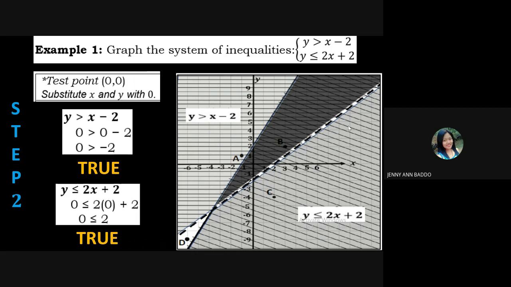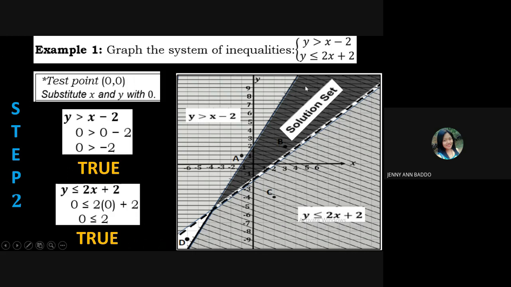As what we have said a while back, the solution of a system of linear inequalities in two variables is the intersection of the graphs of the inequalities, or the region where the graphs overlap, or the double shaded region. So since this is the graph of the first inequality and this is the graph of the second inequality, and they overlap at this region, that's why this is a double shaded region. Therefore, the solution of the given system of linear inequalities is at this region.